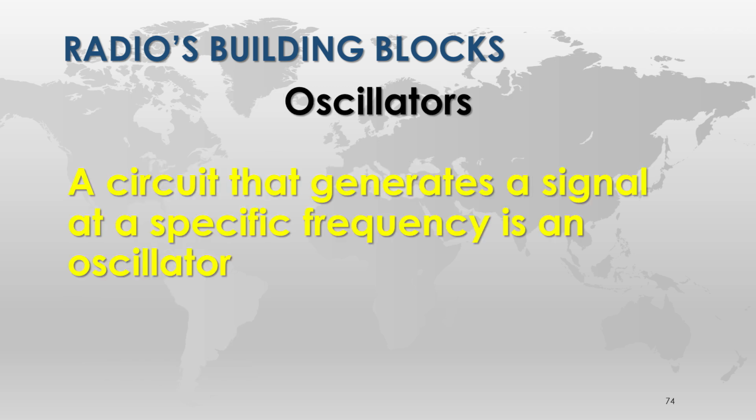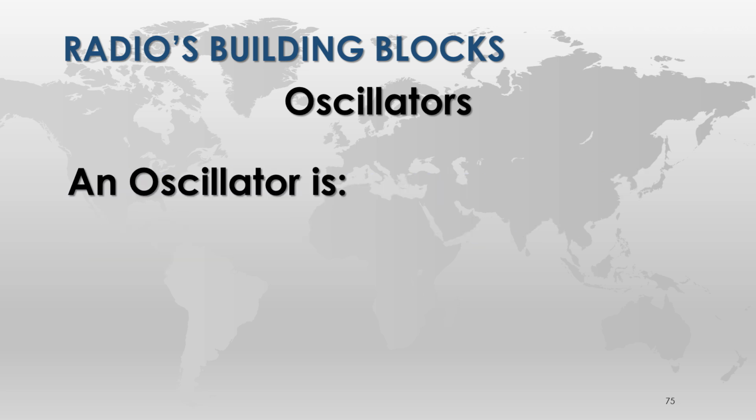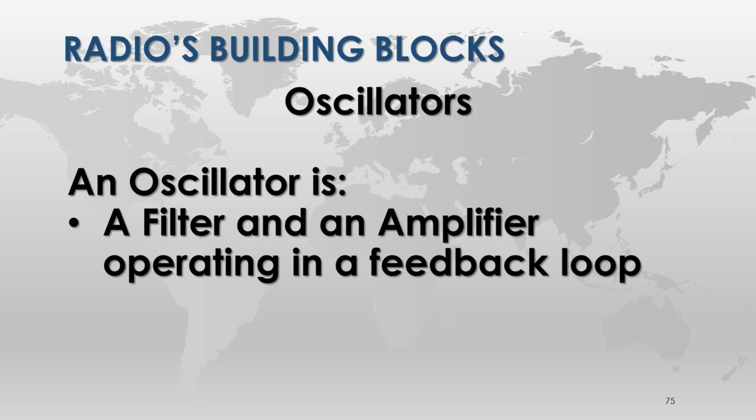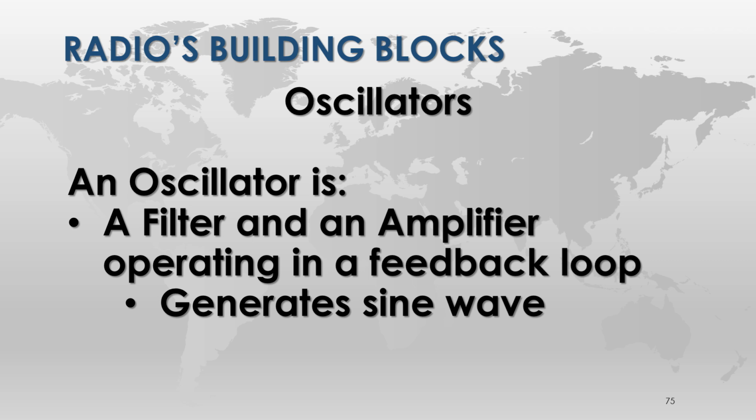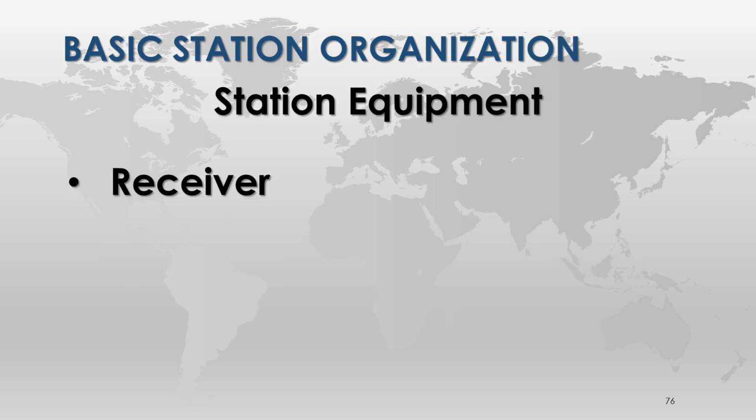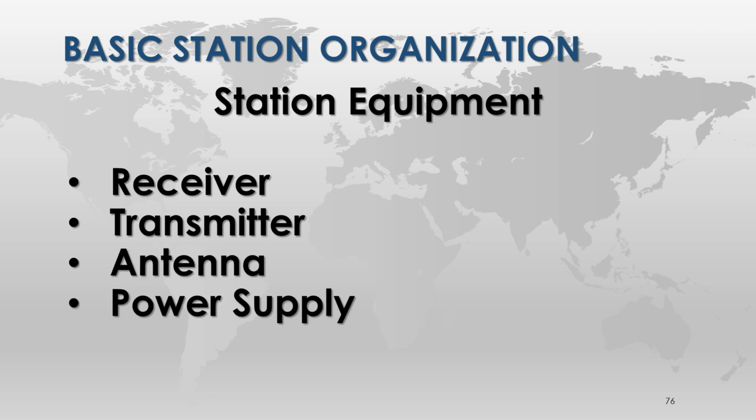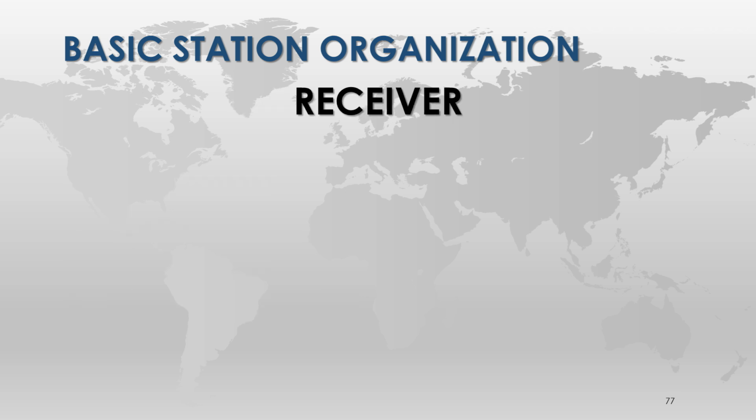Oscillators. A circuit that generates a signal at a specific frequency is an oscillator. An oscillator is a filter and an amplifier operating in a feedback loop. It generates a sine wave. Station equipment: receiver, transmitter, antenna, power supply. You need all of those to make a station. There should be a feed line in there somewhere, but there's not.